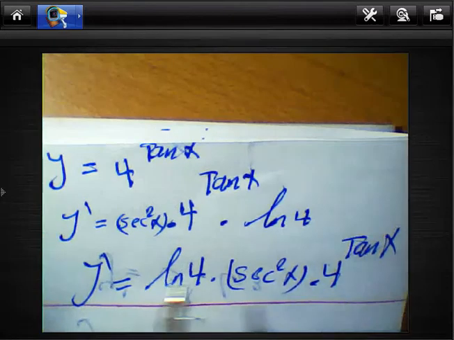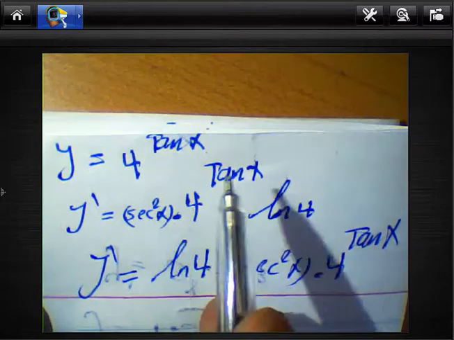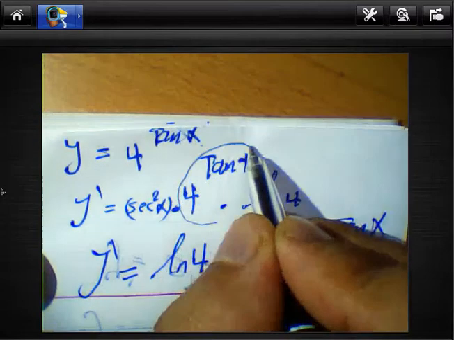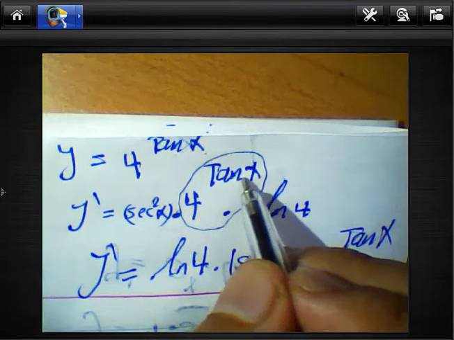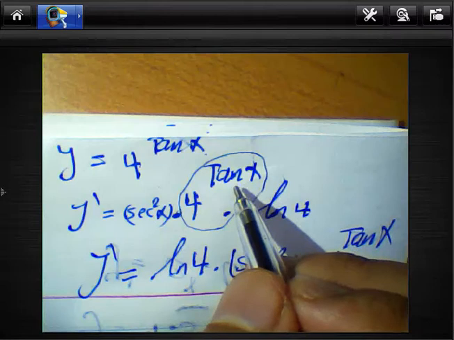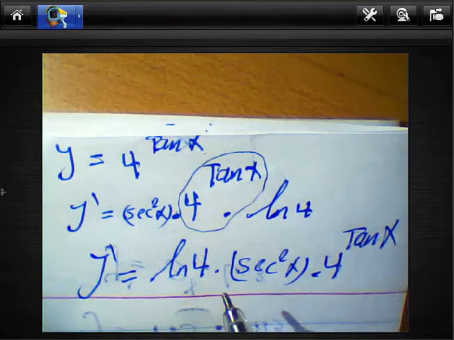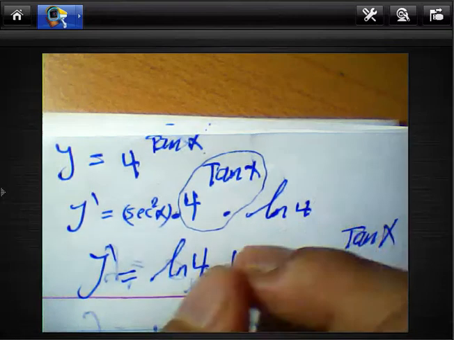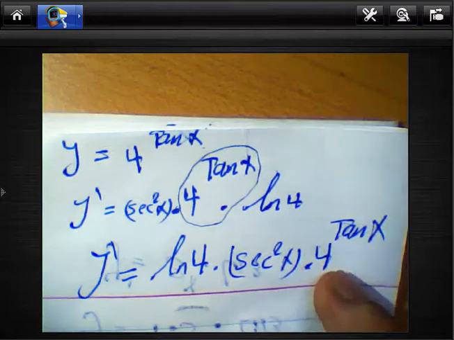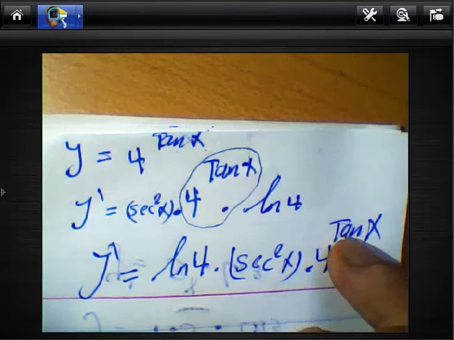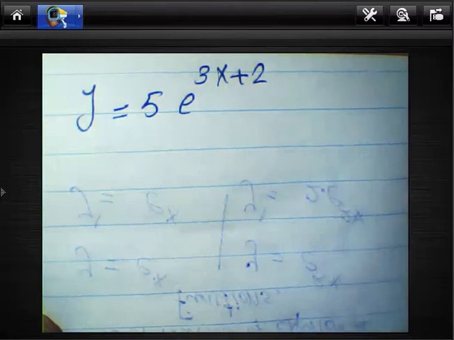Look here, y equals 4 power 10x. For the derivative of the function, we must write this function here, 4 power 10x, multiplied by the derivative of this power, 10x. The derivative of 10x equals sec power 2x multiplied by ln 4. So we can replace ln 4 right here. Ln 4 is a number, multiplied by sec power 2x multiplied by 4 power 10x. We can solve this example.